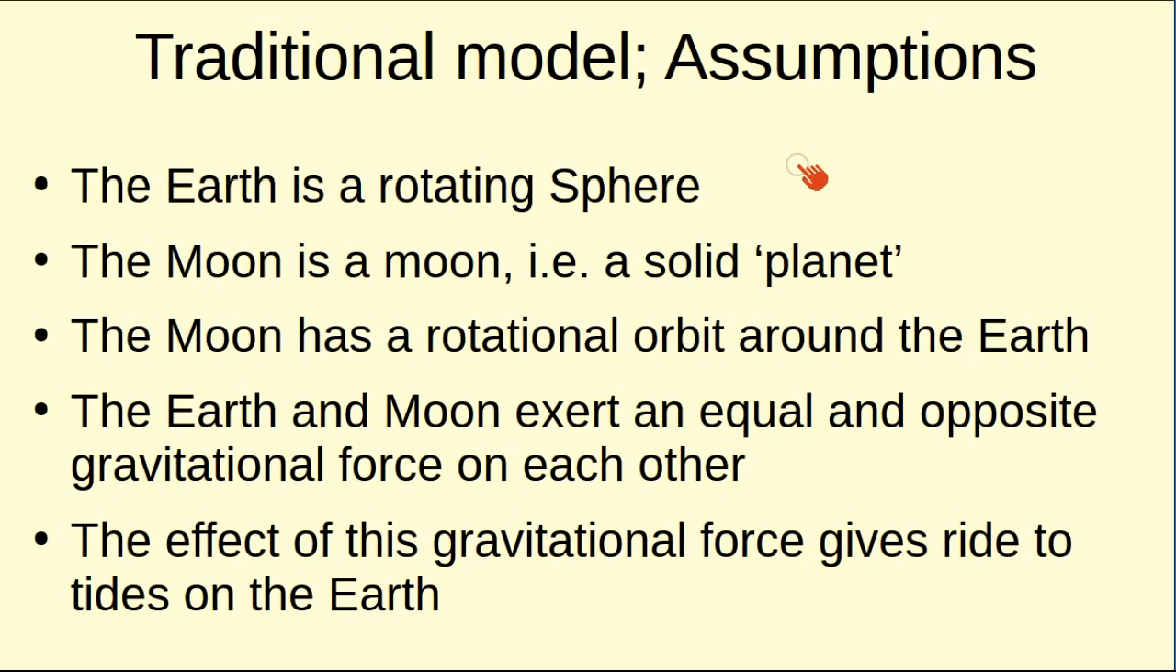Traditional model, what do we assume? We assume that the Earth is a rotating sphere, the Moon is a moon. It means obvious, but it's a lower case. It's a solid planet. The Moon has a rotational orbit around the Earth. The Earth and the Moon exert an equal and opposite gravitational force on each other, and the effect of this gravitational force gives rise to tides on the Earth.